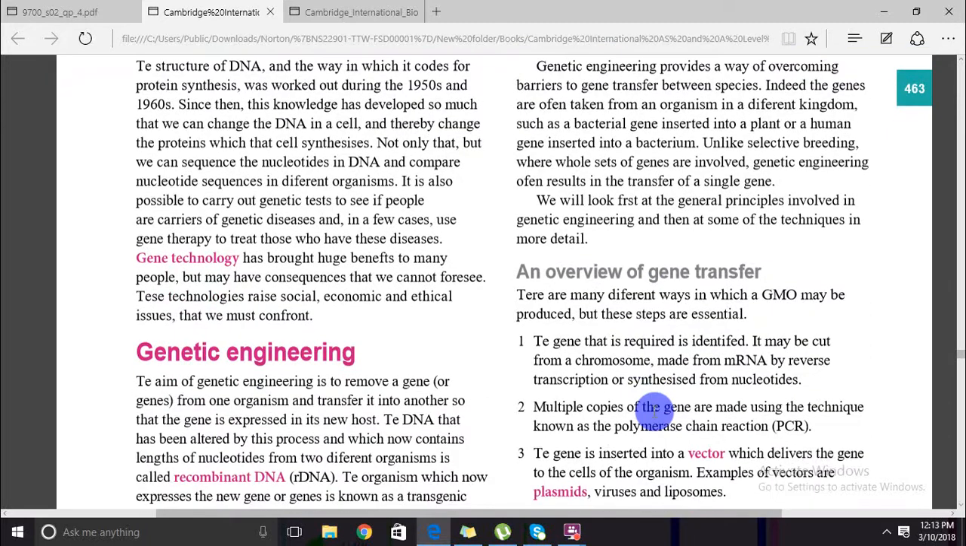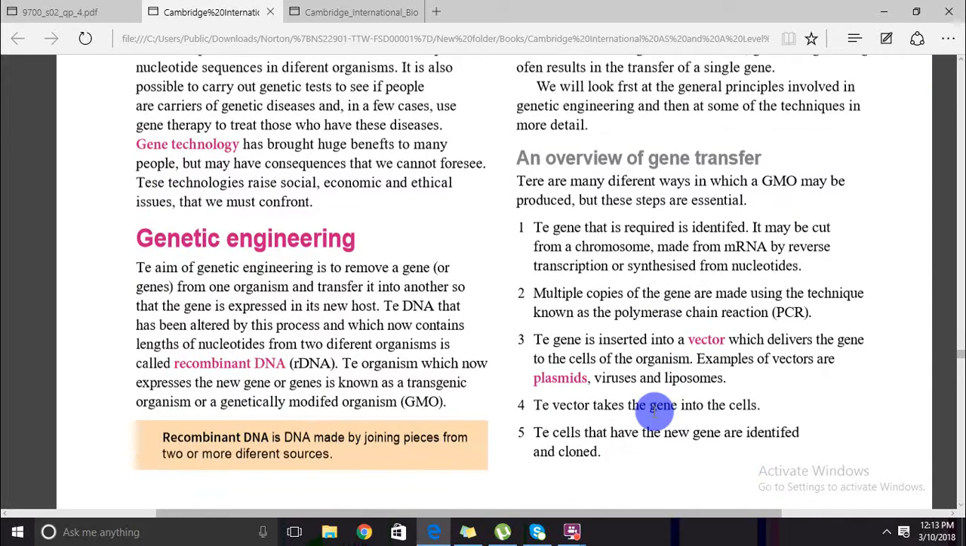So there are some general principles involved in genetic engineering and some techniques, and they actually have a learning outcome for this, an understanding of the tools and techniques involved. So I'd say you need to pay a lot of attention to what I'm saying. So we can produce GMOs in different manners. However, there are some commonalities.